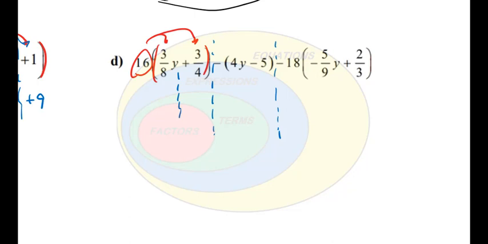So let's follow. 16 times 3/8. Well, the 8 in the denominator will cancel with the 16, and it's going to leave a factor of 2 in the numerator. So look at what's left. I have 3 times 2 times y. So the first term would be a 6y.